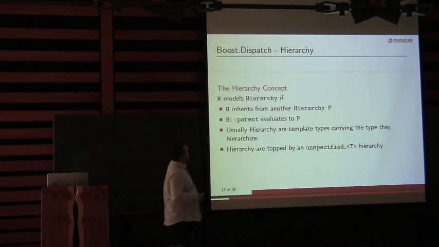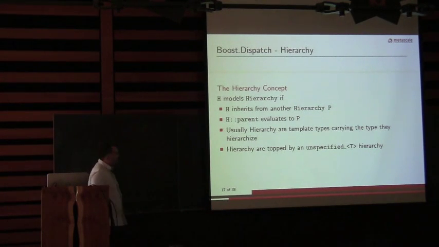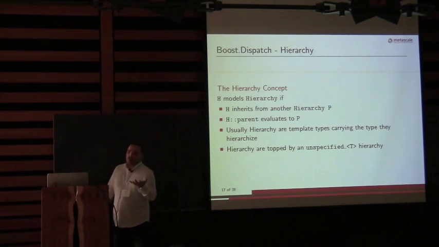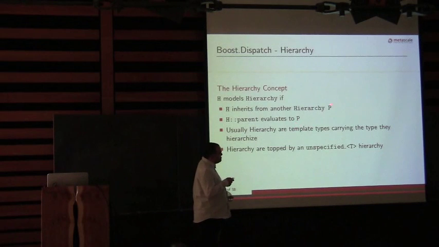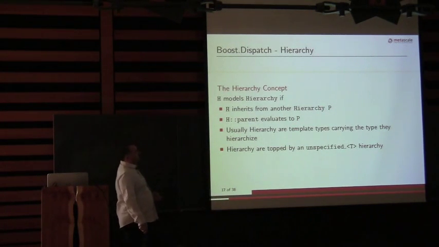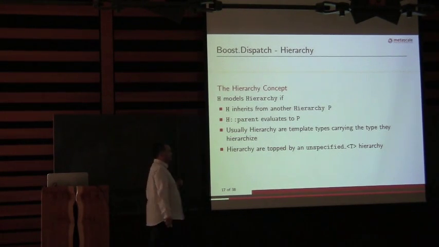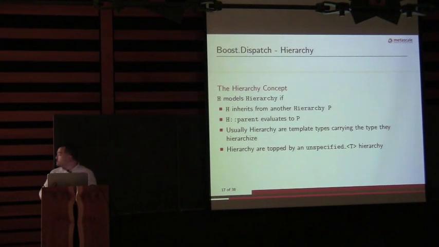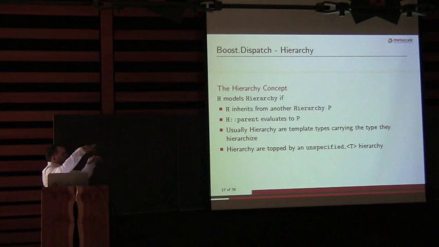So the first element of this is the concept of a hierarchy. To be able to have all of this working automatically, we define a hierarchy by a type that inherits from another hierarchy. And it has an internal typedef called parent, which is equal to the type it inherits from. And usually, those hierarchies are actually template structures that carry the types they are currently categorizing. And on top of that, we add a hierarchy called unspecified, which is basically the least informative thing you can have. You say, well, I don't know what you're giving to me, but if you want that, here it is. And so we can build hierarchies on top of that.